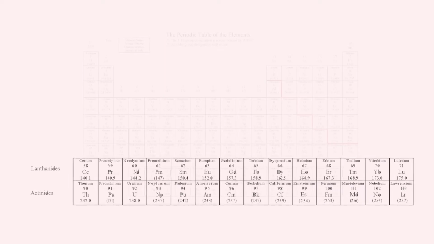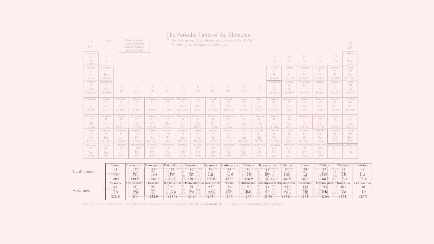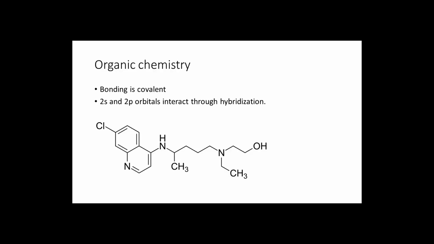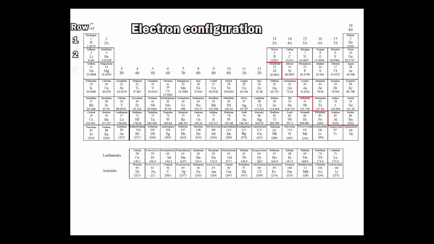The F block elements are all ionic. Fortunately for organic chemistry, the bonding is covalent, and only the s orbitals and p orbitals are involved, and these orbitals are often hybridized. We will discuss this later. As promised, the electron configuration can easily be written.